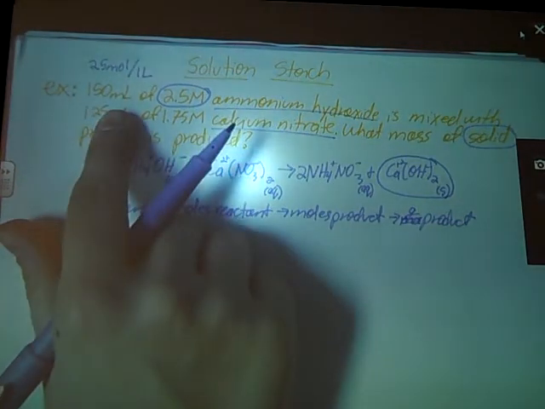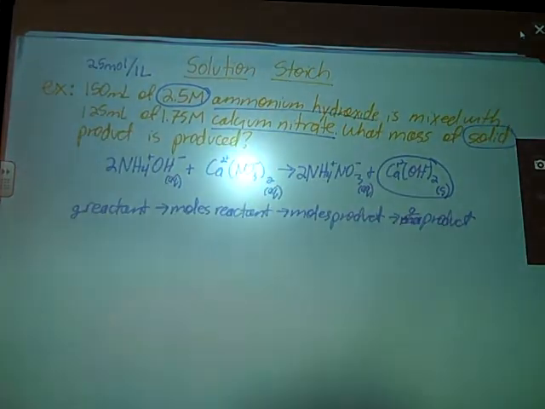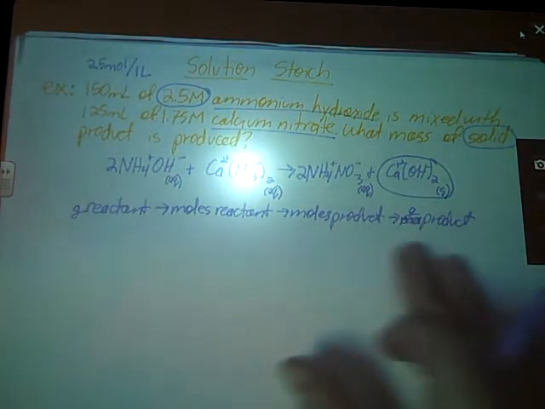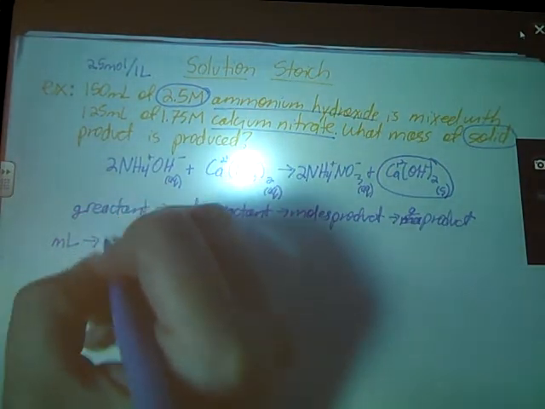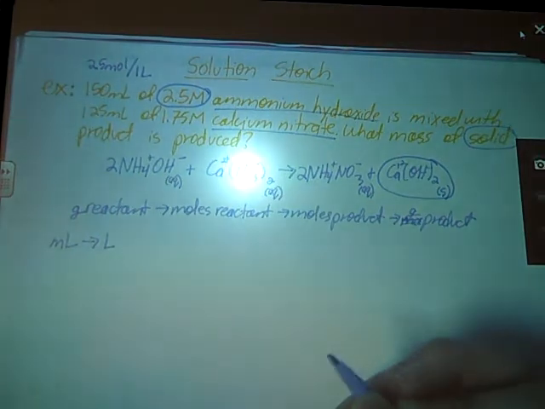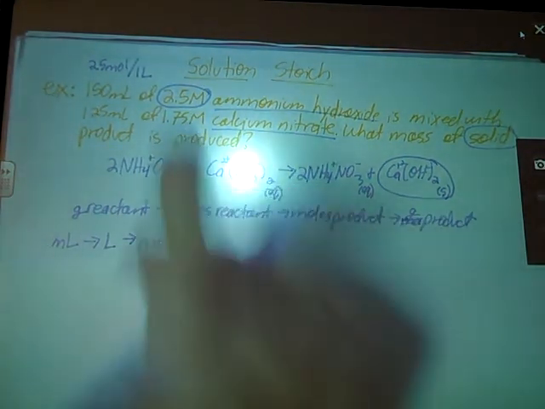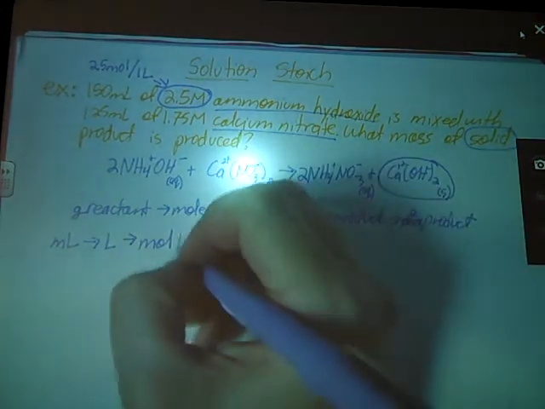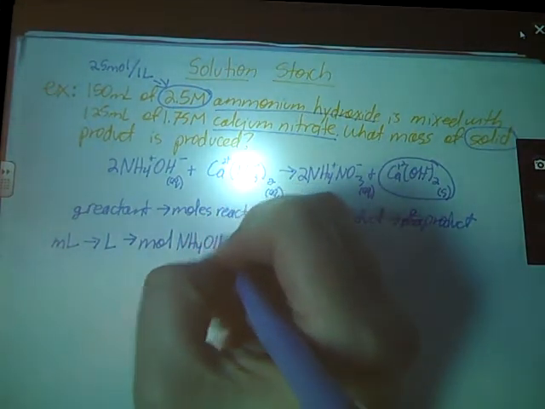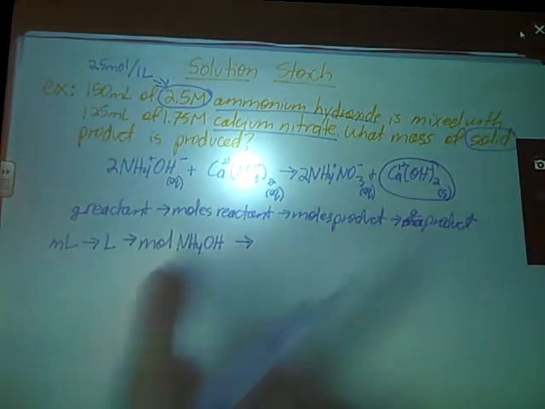Well, they didn't give me liters. In fact, they gave me milliliters. So that seems to suggest that in our situation, instead of this typical path, my first step is going to be to get my milliliters to that slightly more usable liters. From there, our molarity, using this relationship here, is going to allow us to convert to moles of my ammonium hydroxide. And from there, my path is going to proceed as it does up above.